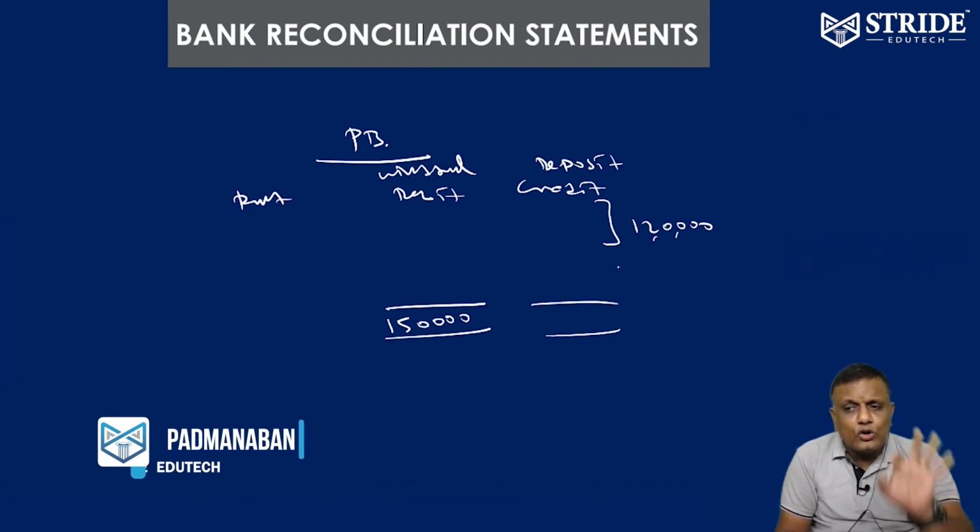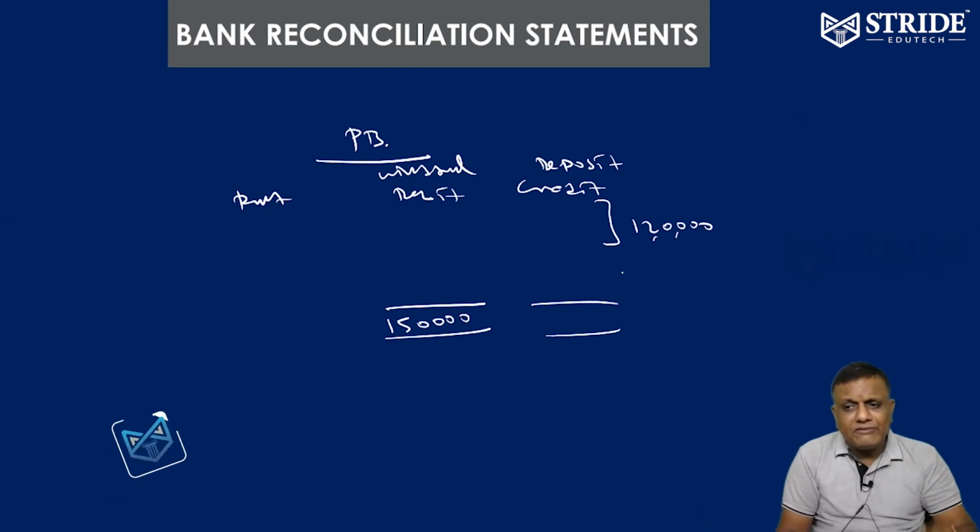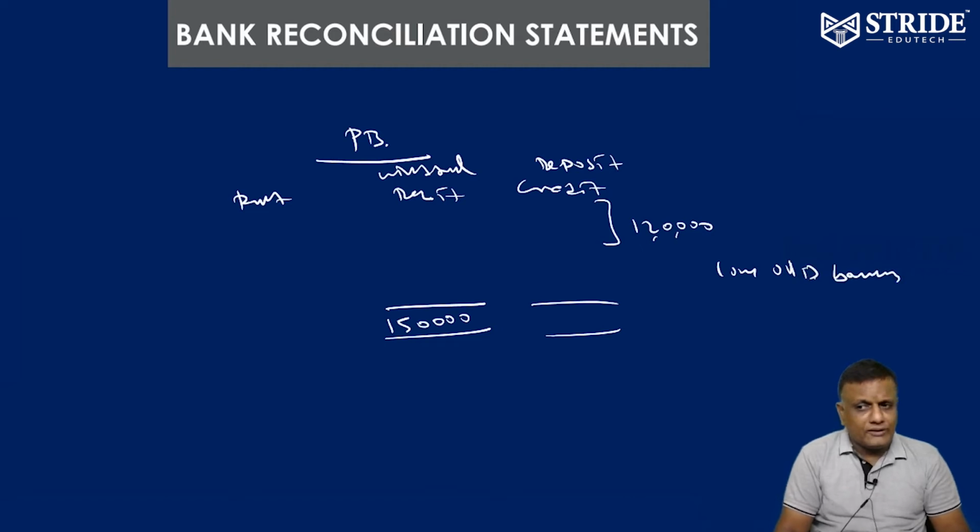Definitely we borrowed a loan, or we have an overdraft. We have a loan, or we have an OD, overdraft, or we have borrowings. How is it possible? We have less deposits but more withdrawal. But definitely 30,000 is supposed to be a loan borrowed, or overdraft, or borrowings. So this is called balance brought down.